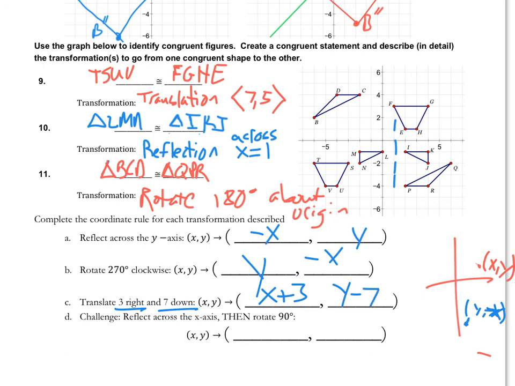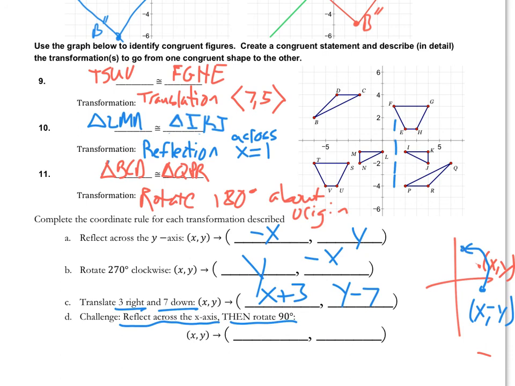And then last one here, challenge. What if we do two things? What if we take this point, we reflect it across the x-axis? Okay, let's do that. When we take it down here, the first coordinate stays the same, and the second coordinate is going to change. And then we're going to rotate it 90 degrees. And that's going to be counterclockwise. So when we rotate it 90 degrees, it's going to spin up here. This is a challenge problem, remember.